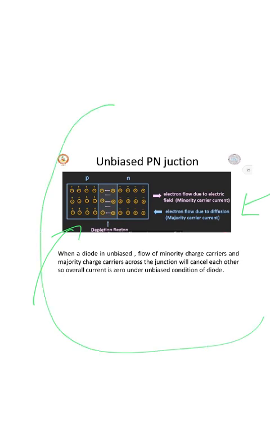This was a question which was asked in the last semester, I mean the last model paper. Try to explain the unbiased p-n junction region. What you need to know is that due to the flow of minority carriers and majority charge carriers, the current flow in this region will be 0. Electron flow due to the electric field, minority carriers, and electron flow due to diffusion, majority charge carriers, cancel each other.